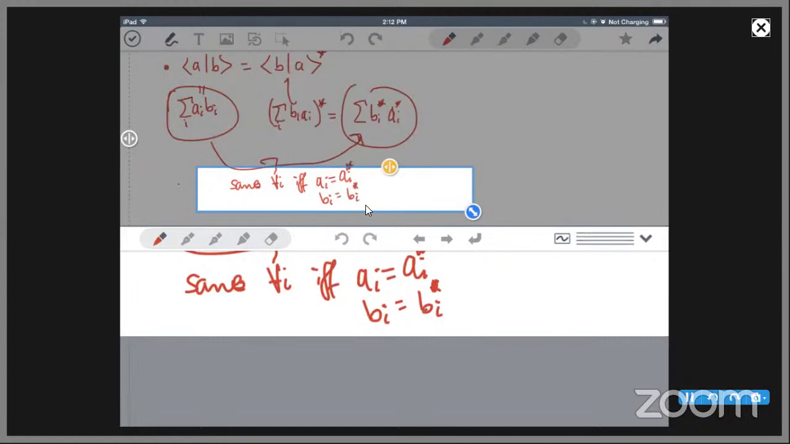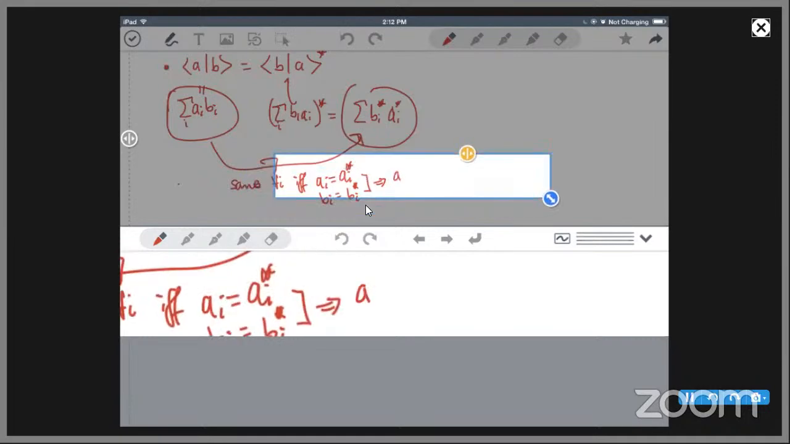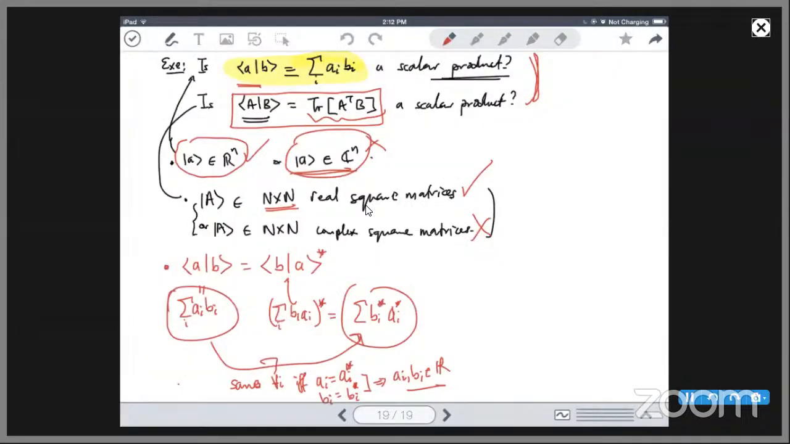Okay. So that means AI and BI are real. If they're complex, then this doesn't work. You can do a similar thing for this trace to show whether it's a scalar product or not. Did anybody try this for the trace? Well, actually, before then, let's finish one thing.